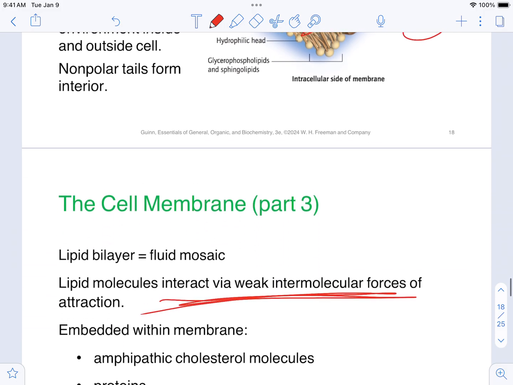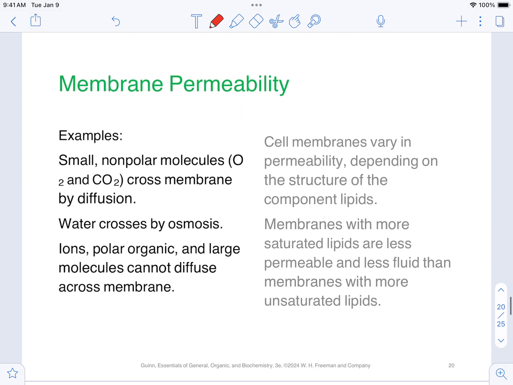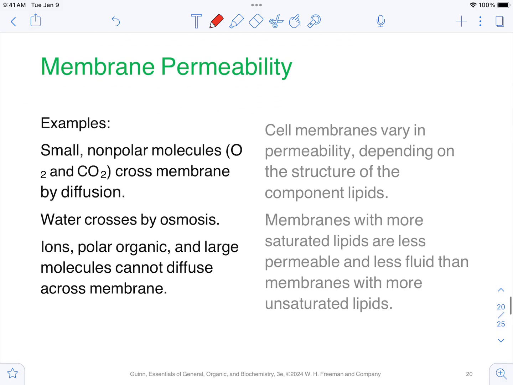We learned in a previous video that the permeability of a membrane allows different things in. So depending what's trying to pass through, some can, some can't. We know that small nonpolar molecules can cross through by diffusion, like your oxygen and your CO2. We know osmosis helps water pass through. And then we know anything bigger cannot pass through. So ions, polar organic molecules, and large molecules cannot diffuse through or across the membrane.